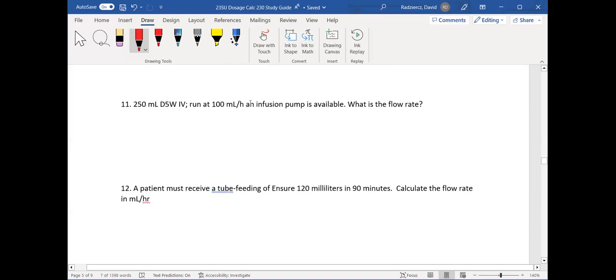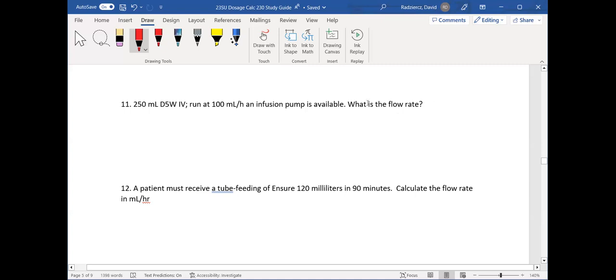Sometimes you'll get a question asking, what is the flow rate? This question is not asking what the flow rate is because it's listed here, 100 milliliters per hour. What they're asking for is how long will this infusion rate last? Okay, so that would be the better question. So if we say what is the flow rate, it is 100 milliliters per hour because it tells us that.